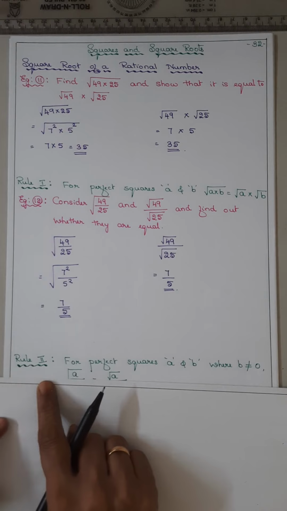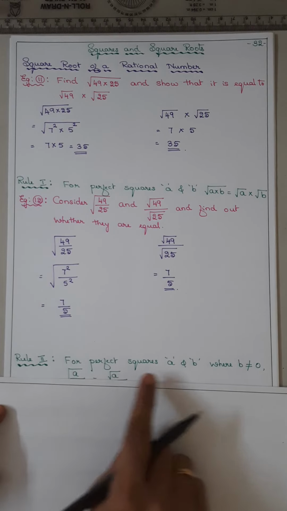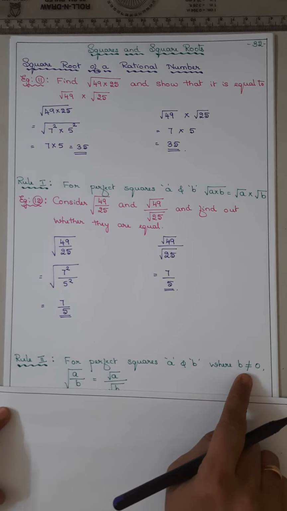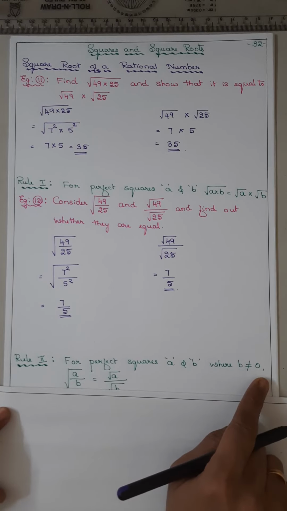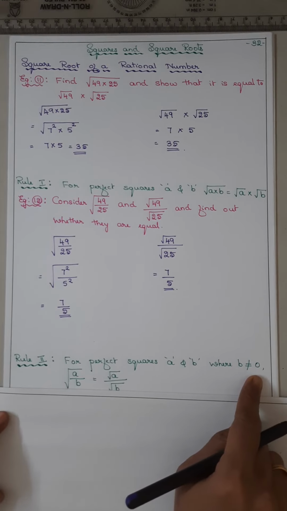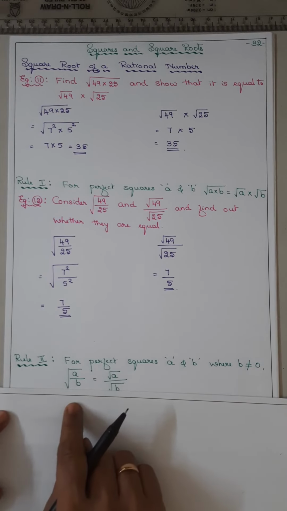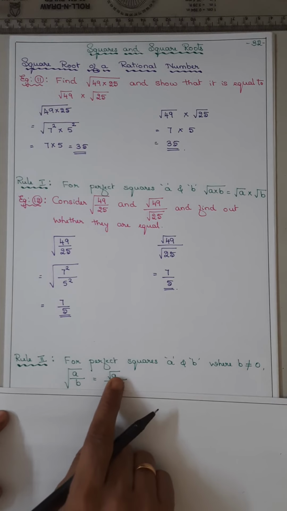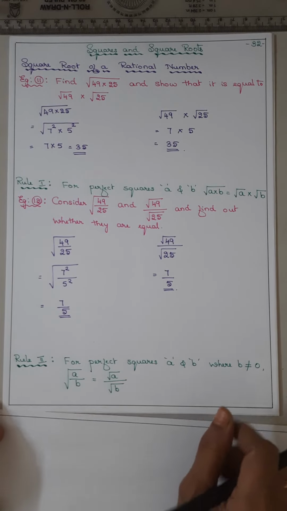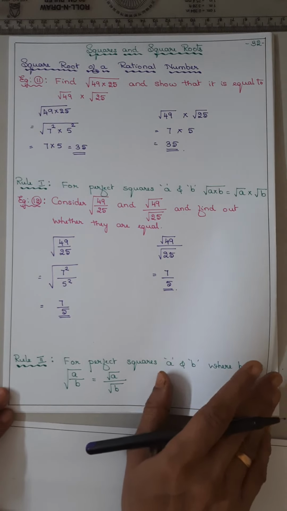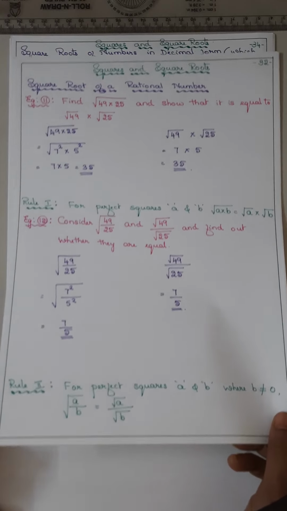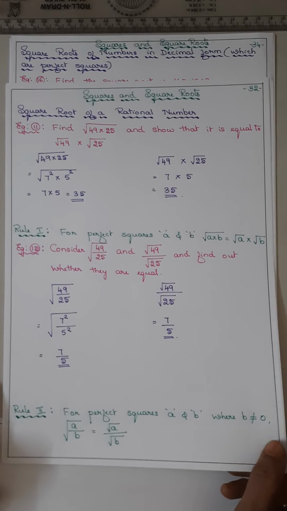So rule number 2 is for perfect squares A and B where B is not equal to 0. So always remember the denominator should not be equal to 0. Then square root of A by B is equal to square root of A upon square root of B. Is it clear? So that was about example number 11 and 12.